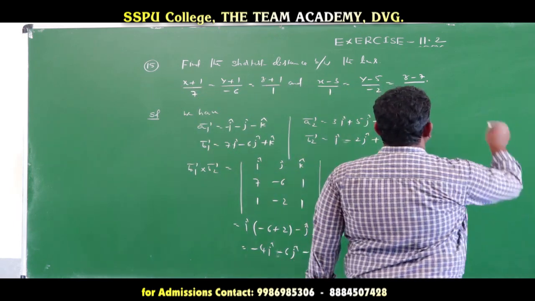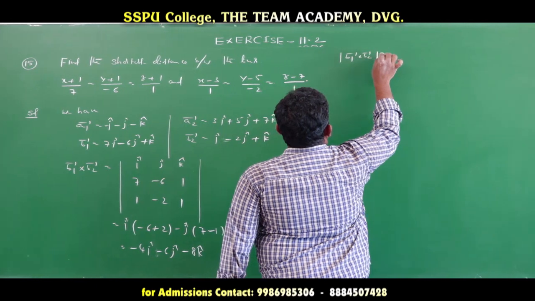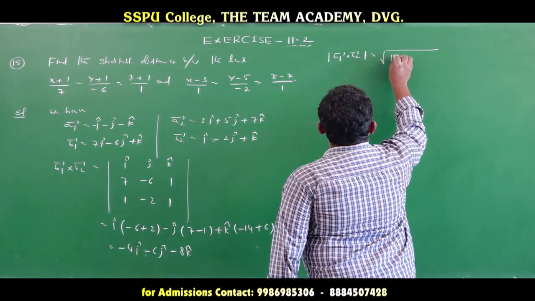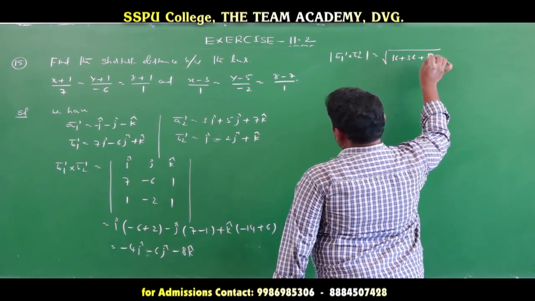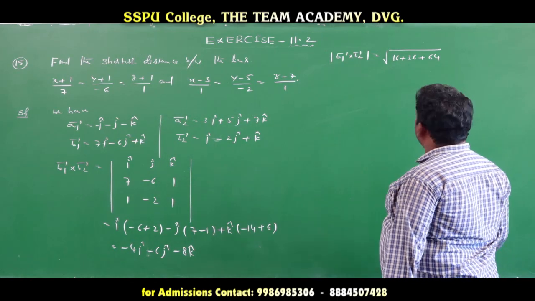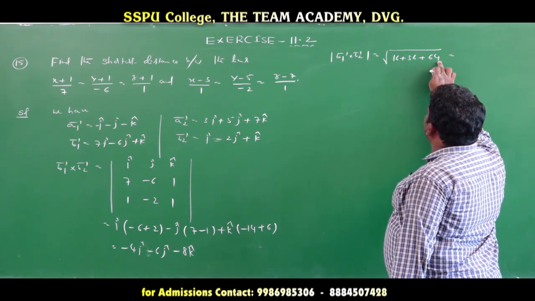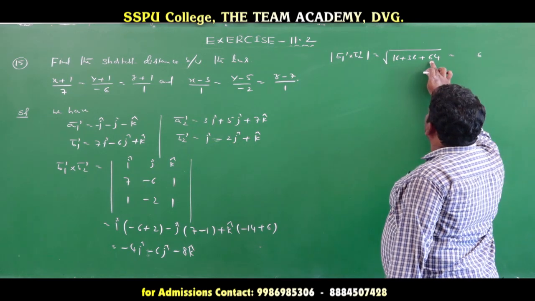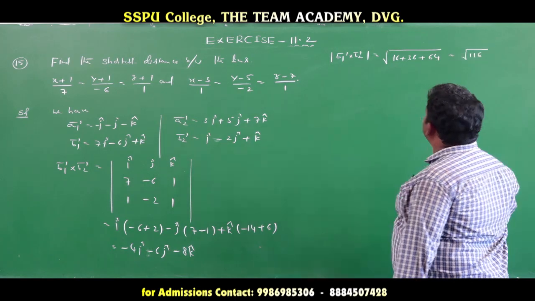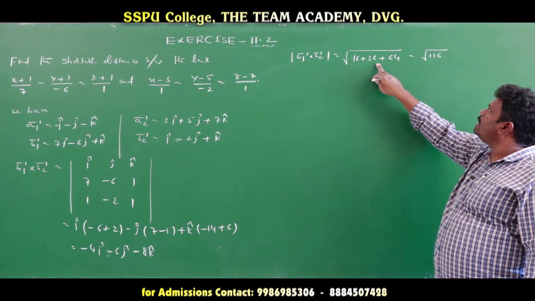Now if you find the magnitude of this value, the magnitude of b1 bar cross b2 bar is equal to the square root of 16 plus 36 plus 64. Adding 16 plus 36 is 52, plus 64 is 116.